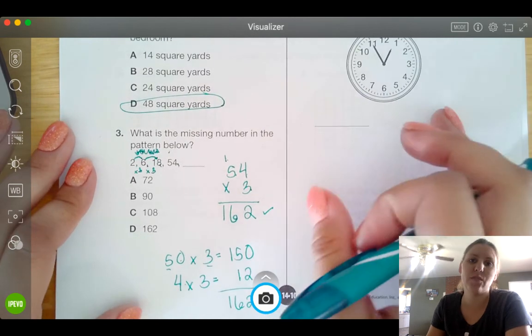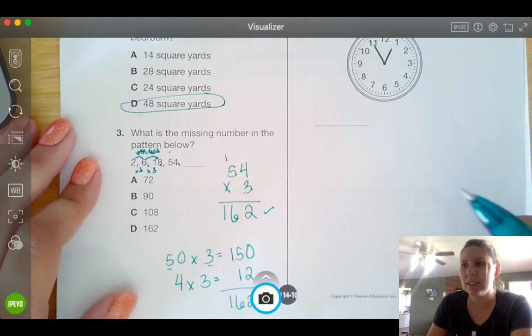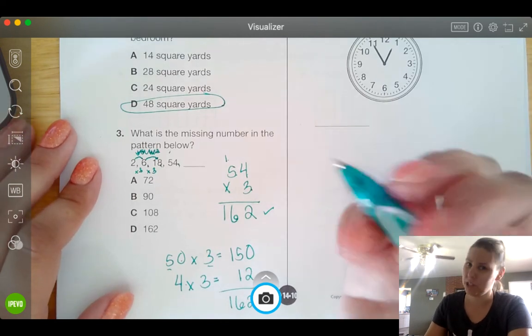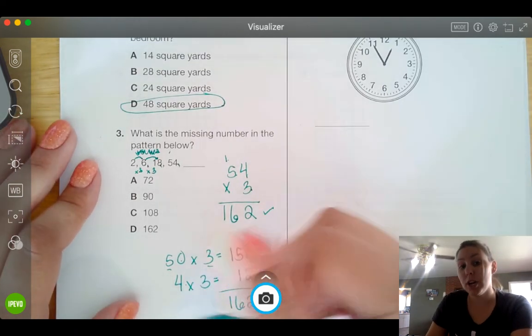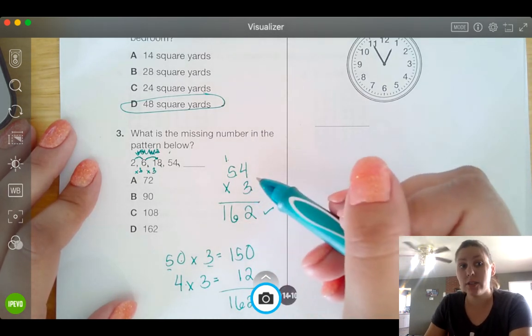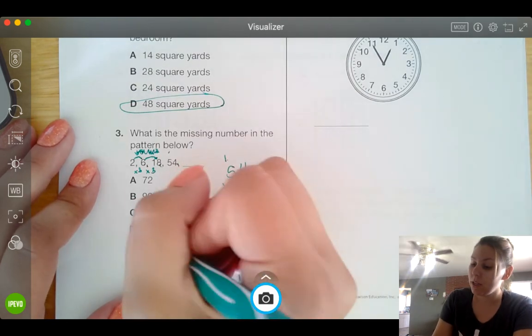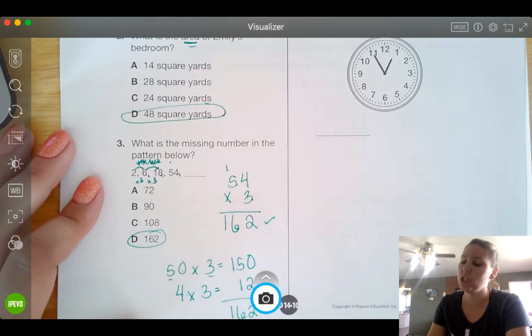Whichever is most comfortable for you is the method I want you to use, because math only makes sense if you use it in a way that makes sense to you. And for some of you, breaking it apart might make sense. For some of you, just multiplying it across the traditional way might make sense. And that's okay, as long as you get the same answer. So our answer is D, 162.